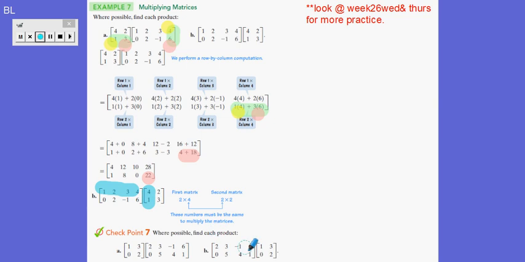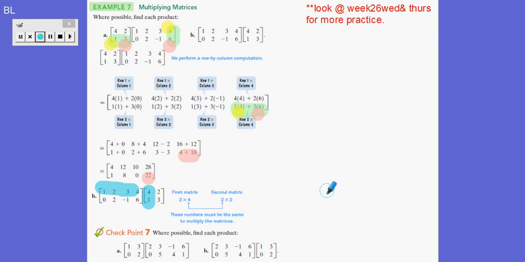Here is practice with similar problems, same idea. And if you want to look back at week 26 Wednesday and Thursday, you can look at those slides for more practice if you need.